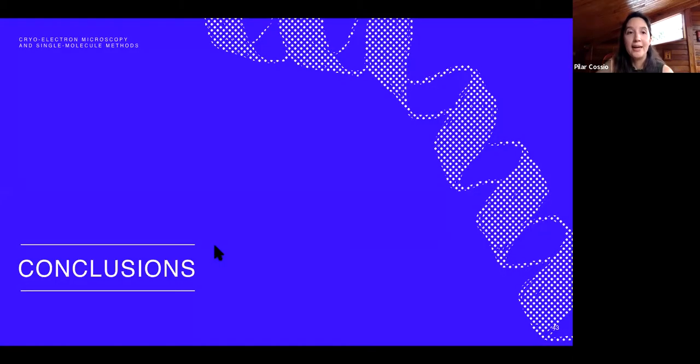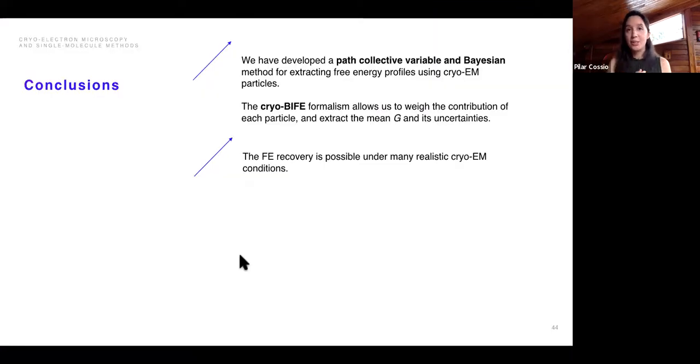Okay, this is basically what I wanted to show you. These are the conclusions. We have developed a path collective variable and a Bayesian method for extracting free energy profiles using Cryo-EM particle images. This formalism allows us to weight the contribution of each particle and extract a mean of the free energy profile and its uncertainties. And free energy recovery is possible under many realistic Cryo-EM conditions.